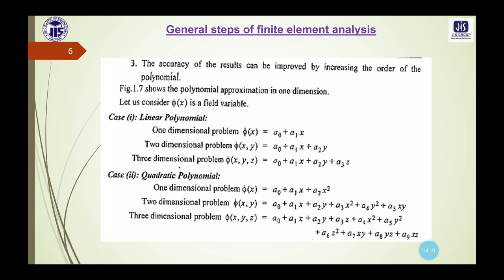Next, in case of the two-dimensional problem, this is φ(x,y), the field variable, and the mathematical representation is a0 + a1x + a2y + a3x² + a4y² + a5xy. In a similar manner, the three-dimensional problem in case of the quadratic polynomial is written here. So this expression for the 1, 2 and 3 dimensional problems corresponding to linear and quadratic polynomials, we need to remember while solving finite element method problems analytically.